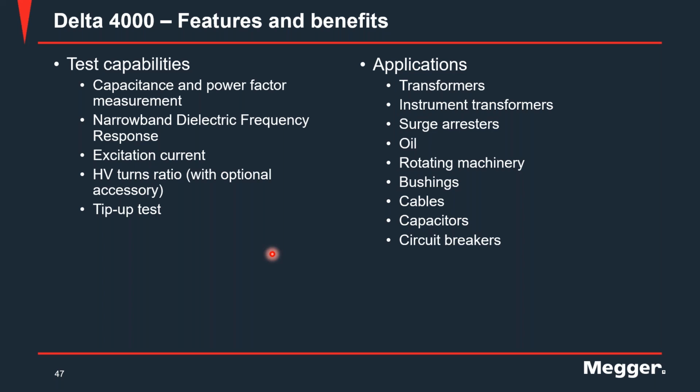It can also measure excitation current, and can be used to do high voltage turns ratio with the help of a capacitor as an accessory. It can be used to do a tip-up test, which is where you run a power factor test at different voltage levels and see how the power factor changes with voltage. This test itself is not limited to just transformers. It's an insulation-based test, and many assets have insulation on them, so power factor testing can be done on those assets. So it can be used in a wide variety of applications.